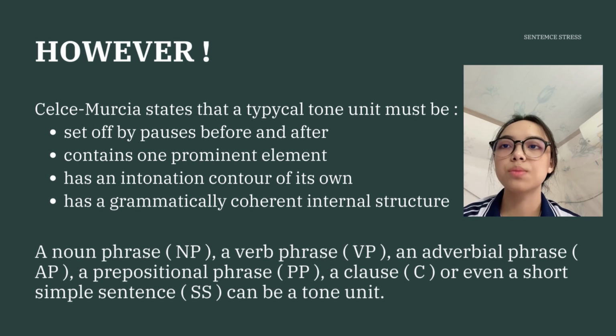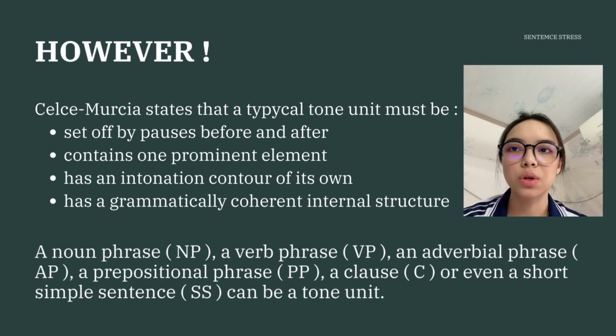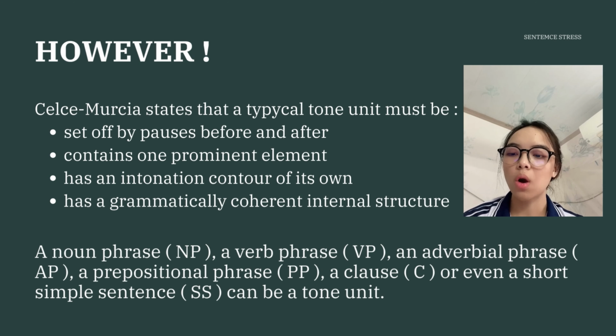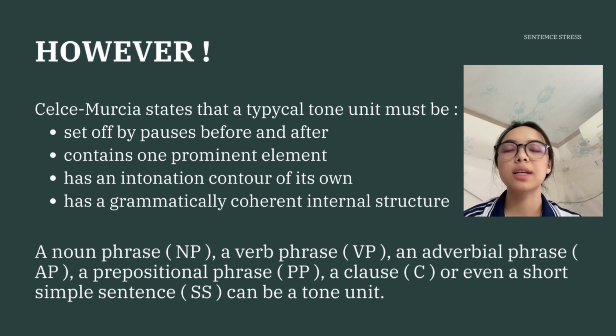However, Sounmurica states that a typical tone unit might be set off by pauses before and after, contains one prominent element, has an intonation contour of its own, and has a grammatically coherent internal structure. At the syntactic level, a noun phrase, a verb phrase, an adverbial phrase, a prepositional phrase, a clause, or even a short simple sentence can be a tone unit.